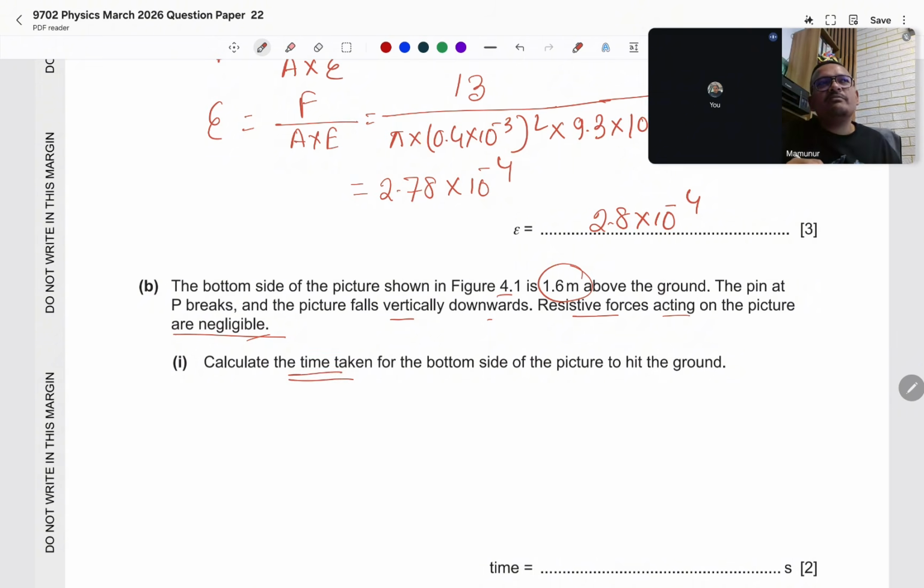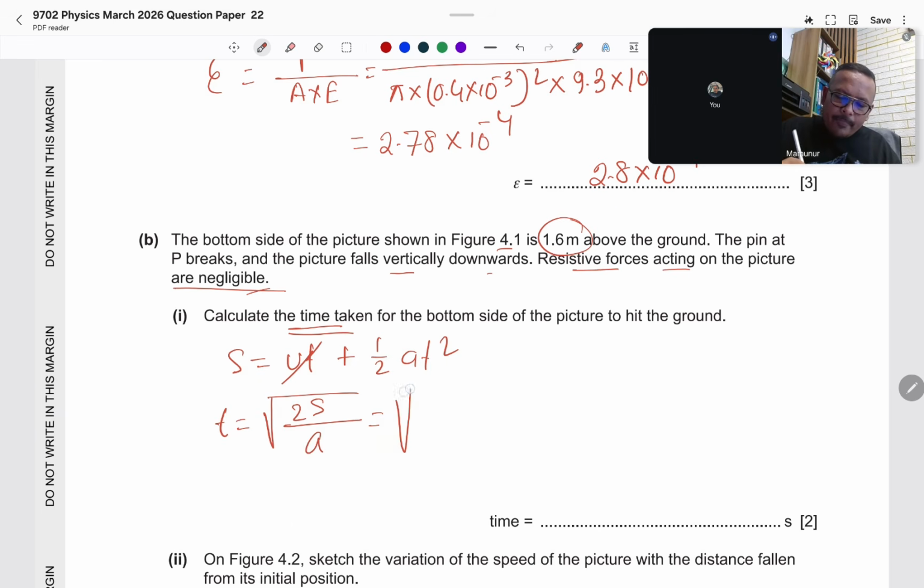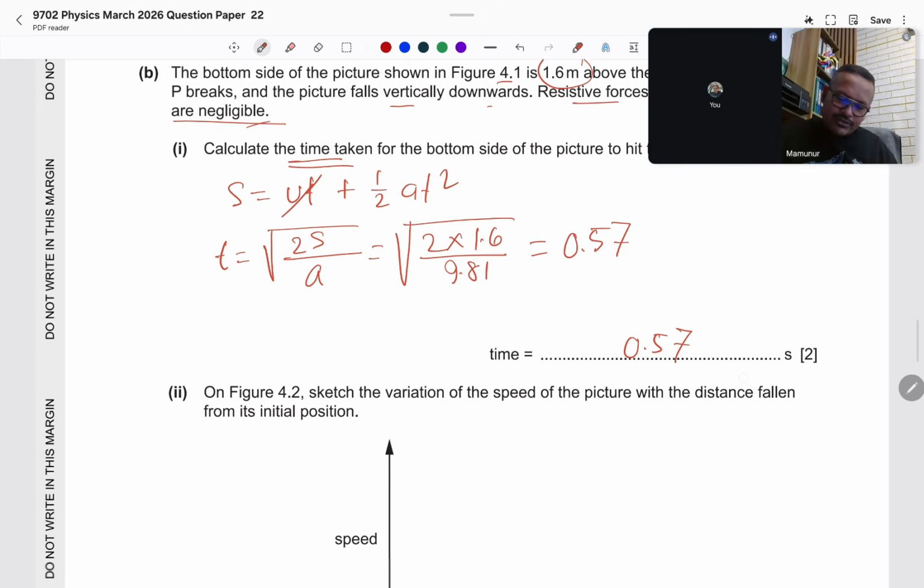So definitely the equation will be s equals ut plus half at². Here u is 0. So t equals root of 2s divided by a, equals root of 2 into distance 1.6, divided by acceleration. No resistive force means constant acceleration, which is 9.81, gravity. The answer is 0.57. The time is 0.57 second.